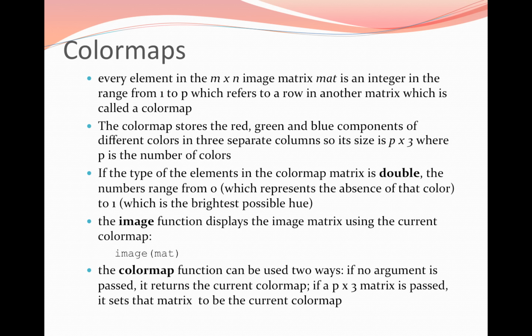If no arguments are passed to it, then it returns the current color map, so it will show you the actual values in the 3 columns of the color map. And if instead you pass a p by 3 matrix to it, the color map function sets that matrix to be the current color map. So those colors are the colors that would be used when you display an image matrix.